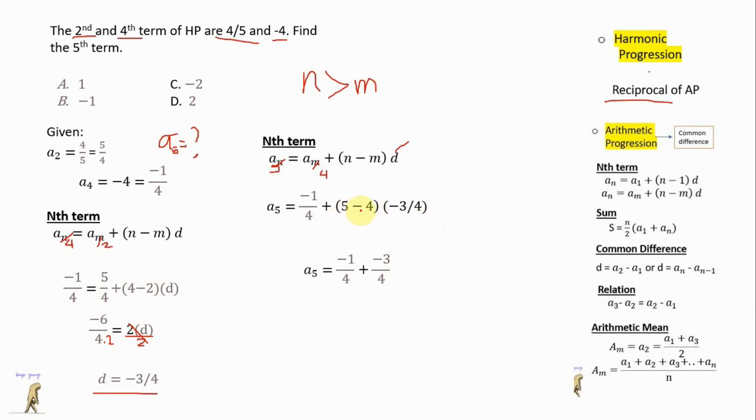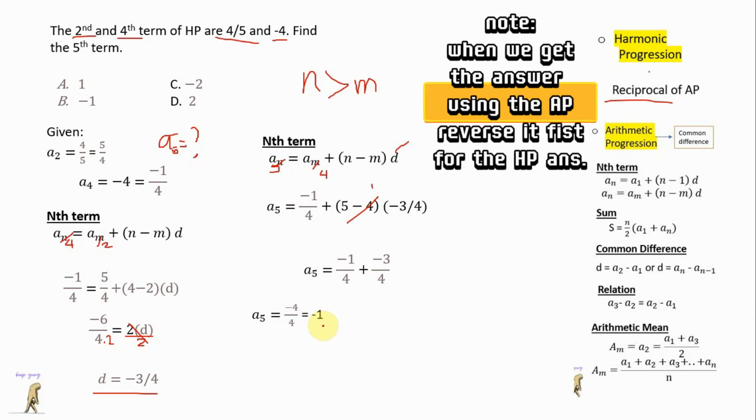Simplify more. 5 minus 4 is 1. So we can put it like this. And then after that, we just need to simplify. We can add them directly because we have a common denominator. It becomes negative 4 over 4. And we know negative 4 over 4 is negative 1.